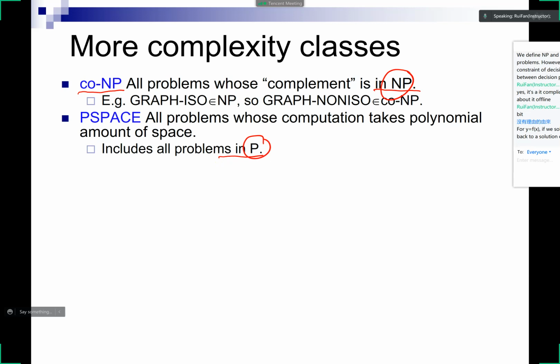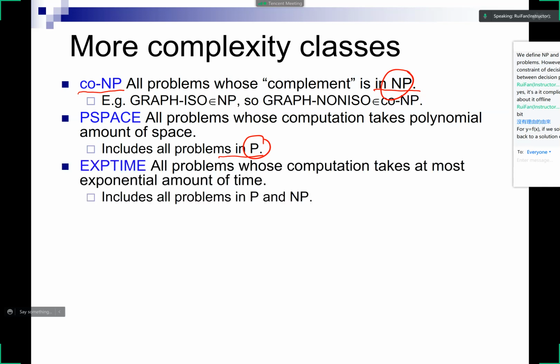Okay, so whenever you can solve a problem in polynomial time, you can also solve it in polynomial space. We'll talk about that later. Another complexity class is EXP time, which stands for exponential time. This is all the problems which you can solve in an exponential amount of time. It turns out that this includes all of the problems in P and NP. Even these NP problems, you can always solve them in exponential time.